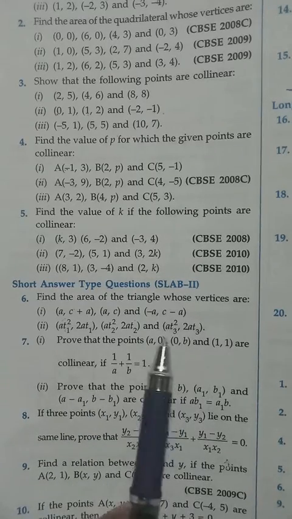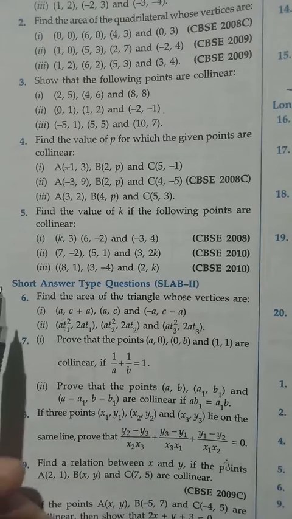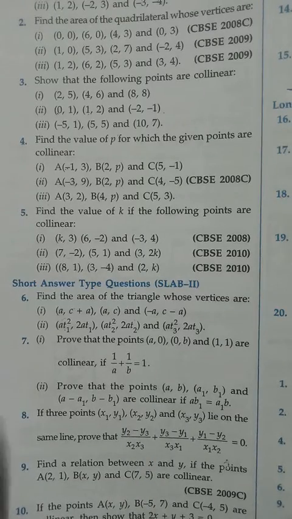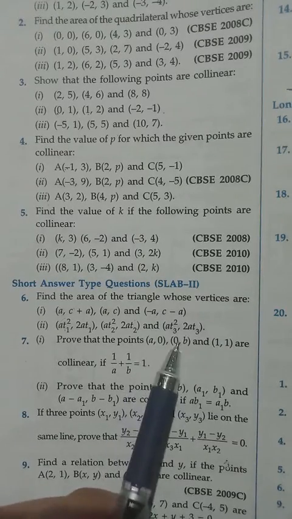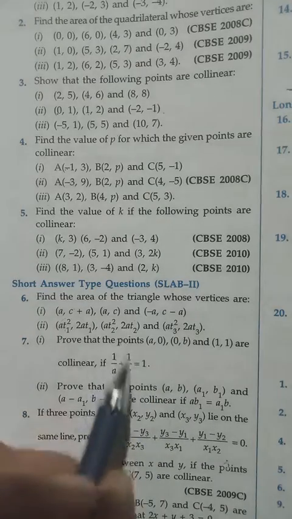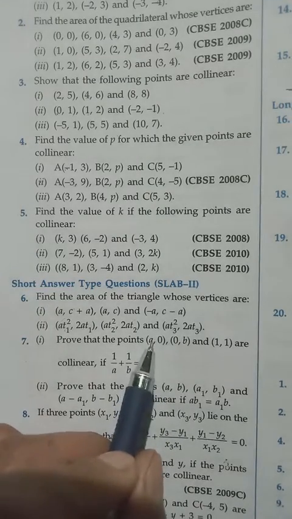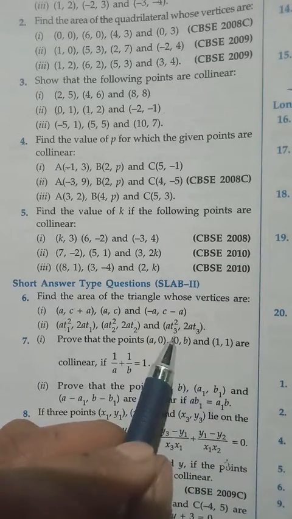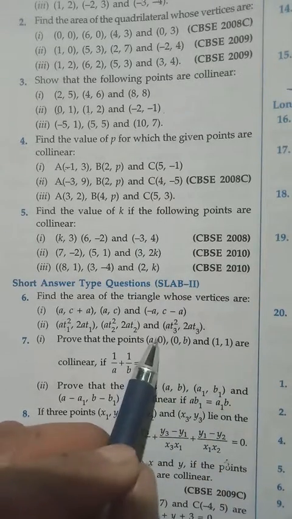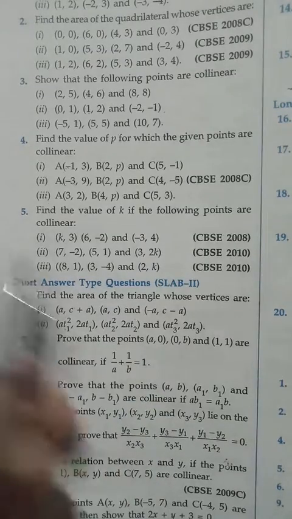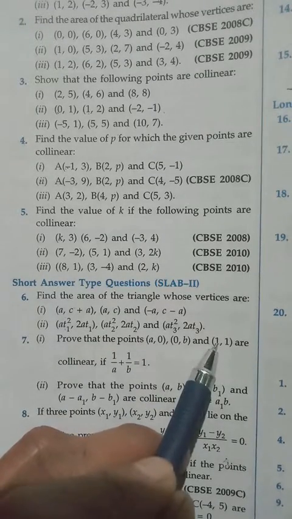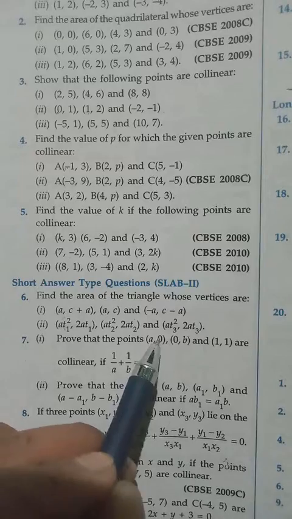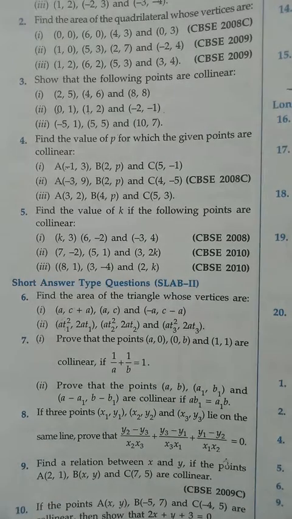So what to do? Because we know that if the points are collinear, the area of the triangle will be 0. So let us first find the area of the triangle. It will be half A. If you take A, it will be B minus 1. If you take 0, it will be 1 minus 0. So 0 into anything becomes 0. Then the third part, if you take 1, it becomes 0 minus B.